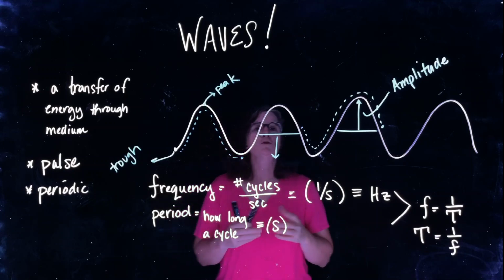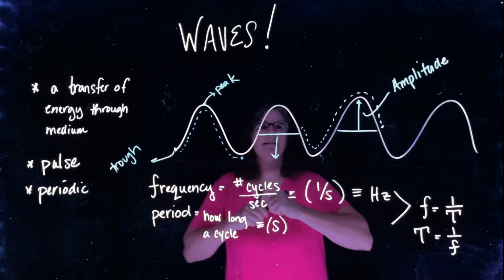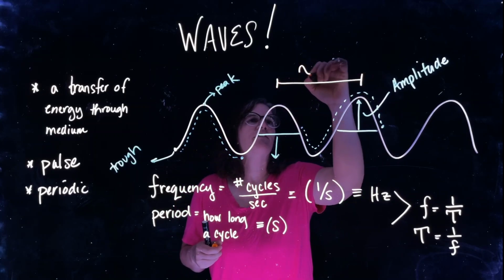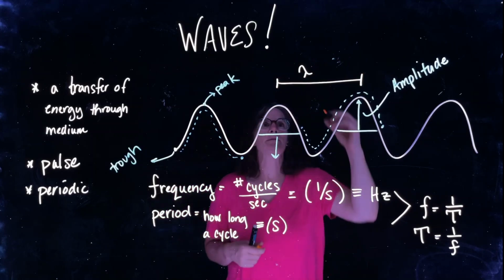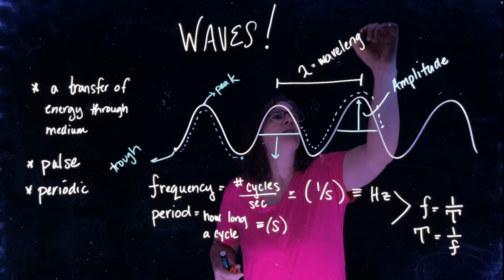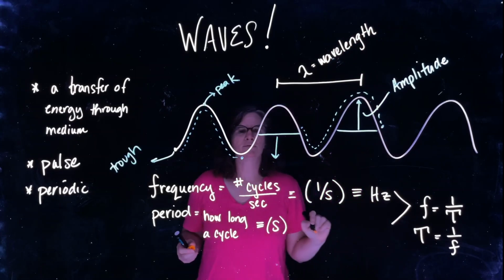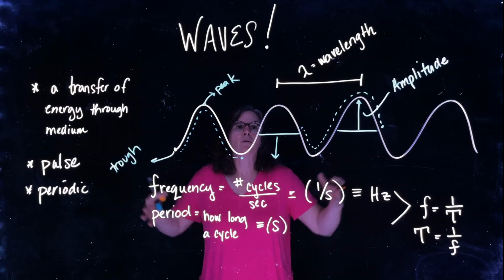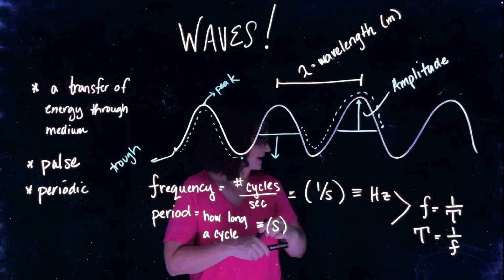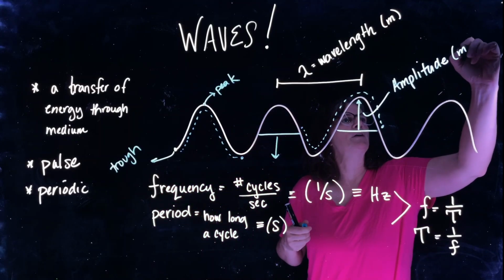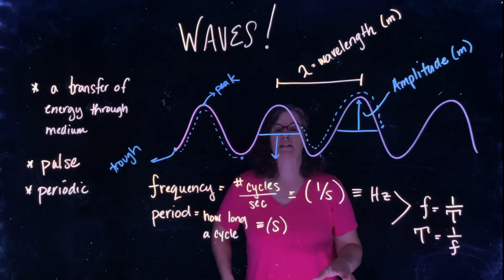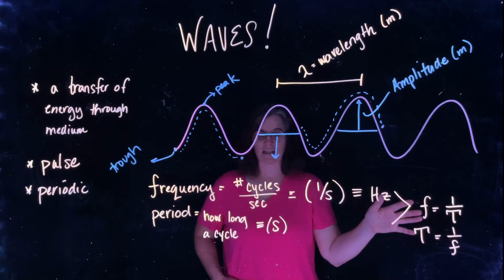And the last, that's kind of a new piece, is what we call the wavelength. How long is this wave? This is the wavelength. We use the Greek letter lambda for the wavelength. How long that wavelength is, that's given to us in a length dimension, so that's in meters, and our amplitude is also in meters.